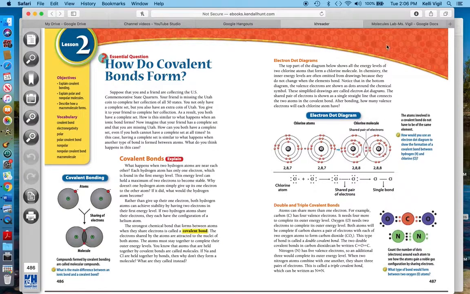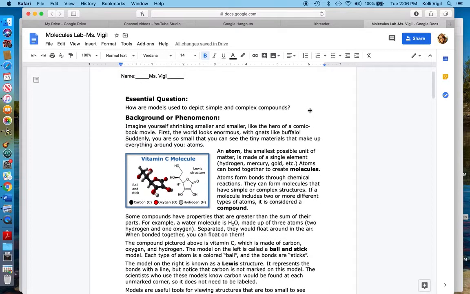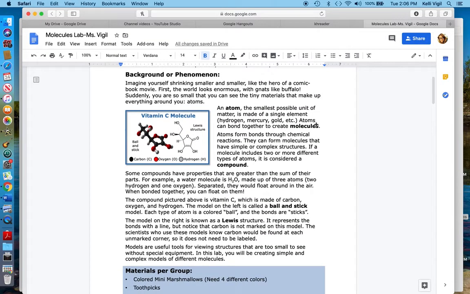So now, over to our lab. Right here, okay? So we are now in our Google Doc that you copied from the last video. And our essential question here is looking at how models are used to depict simple and complex compounds.